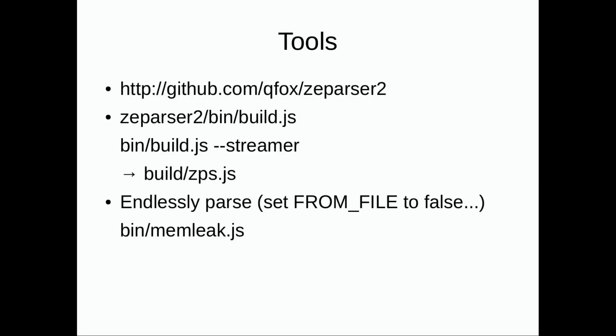So this is where you can find it. It's on GitHub, ZeParser 2. You can use the build to create the streamer. It worked last time I checked it, and it will output it to the build directory. For endless parsing, you can use that file memleak, and you can see that it will endlessly parse, and intermittently it will print out the memory consumption stuff from Node.js.